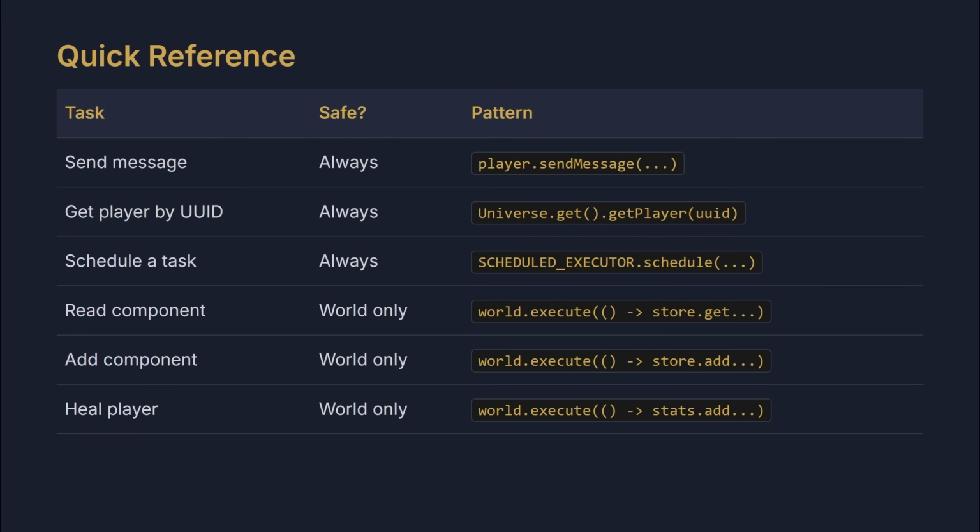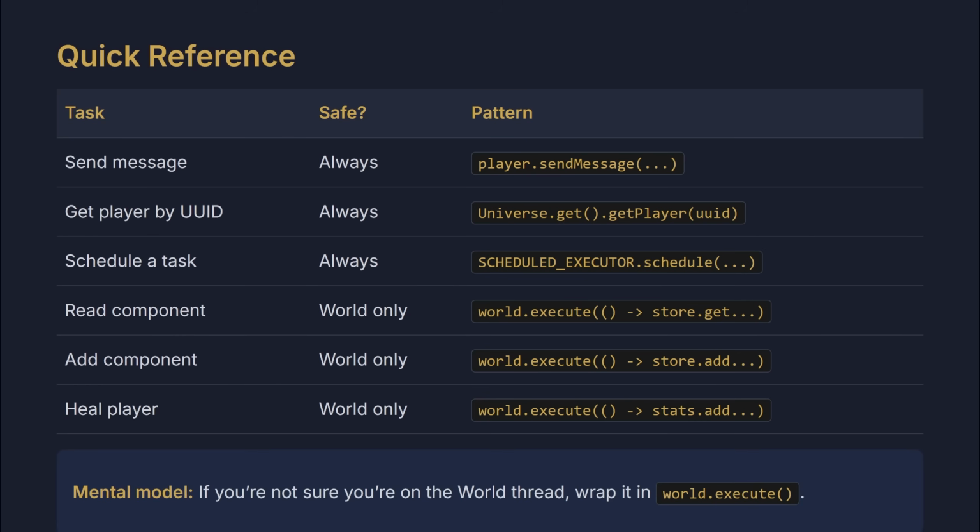So a quick reference: if we want to send a message, get a player by UUID, or schedule a task, it should always be safe. But if you want to read components, add components, or heal the player, for example, what we need to do is be within a specific world thread. If you're not sure if you're on the world thread, for example, abstract player command takes care of that for you, wrap it in world.execute.